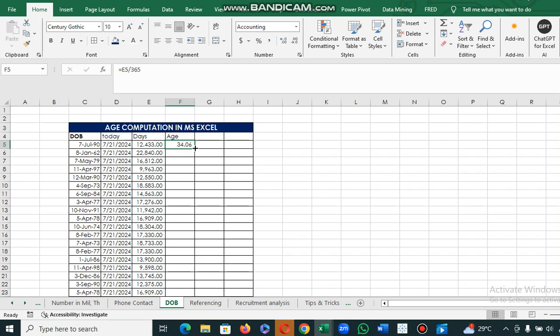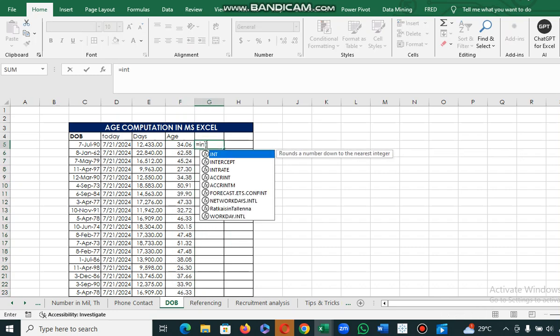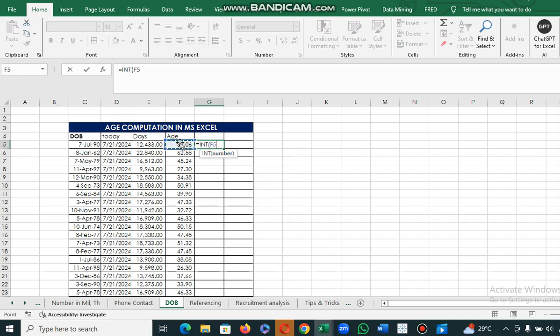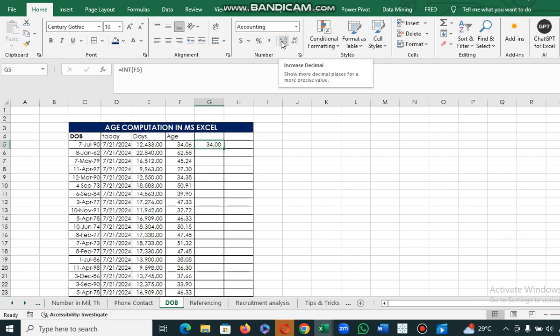So we can now take away the decimals by using the INT, the integer function, equals INT, and we're going to have their age straightforward. I'm going to decrease the decimal. So we have their age straightforward. So the age of someone born on the 7th of July 1990 currently will be 34. So this is how you can compute age of an individual.